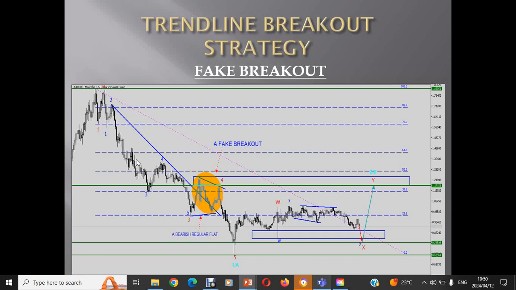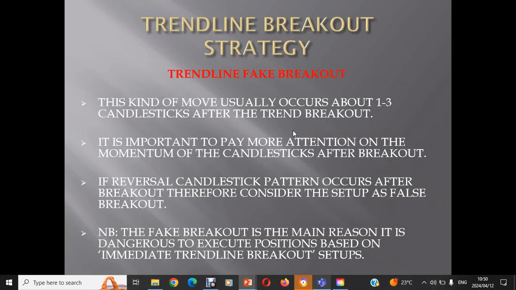So now traders, I want us to focus on these 4 points, and these 4 points will assist you to be able to identify the false breakouts in a moving market. Okay, so the first thing, this kind of move usually occurs about 1 to 3 candlesticks after the breakout.